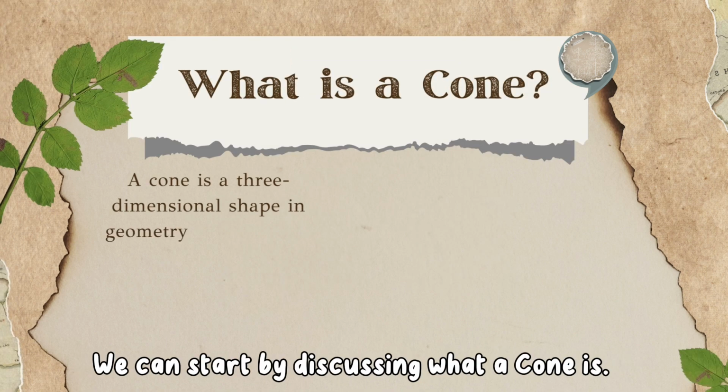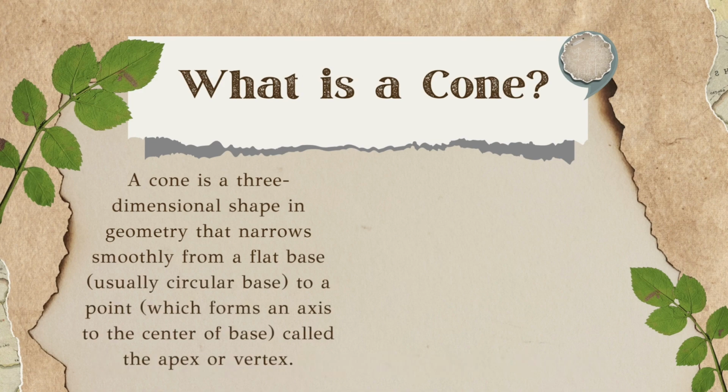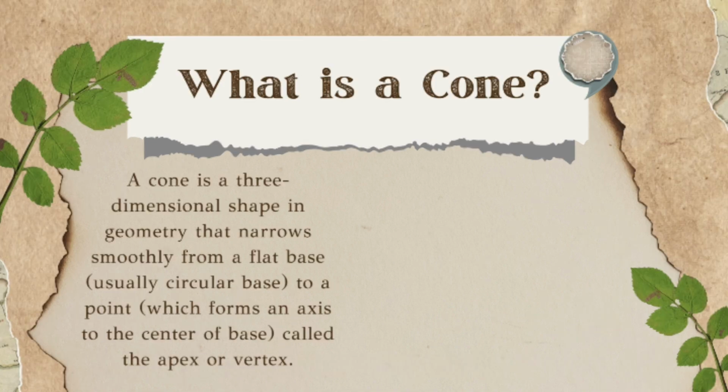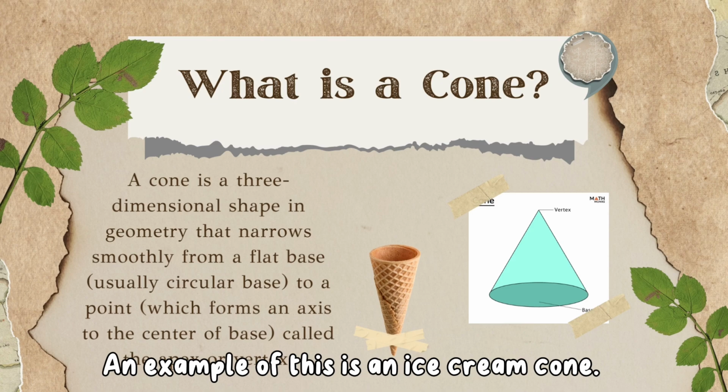We can start by discussing what a cone is. A cone is a three-dimensional shape in geometry that narrows smoothly from a flat base, usually a circular base, to a point which forms an axis to the center of the base, called the apex or a vertex. An example of this is an ice cream cone.